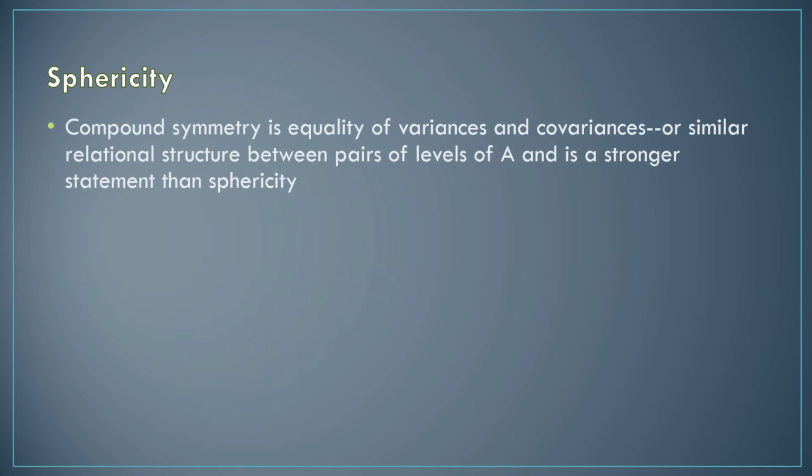So compound symmetry is related to sphericity, but it's a little bit different, and it's actually a stronger statement than sphericity, because compound symmetry is looking at the equality of the variances and the covariances, whereas sphericity is just focused on the equality of the variances when we are pairing up any two levels of the independent variable, whereas compound symmetry is also looking at the covariances between those two pairs and essentially making sure that you have equality of variance and that their relation is clear.